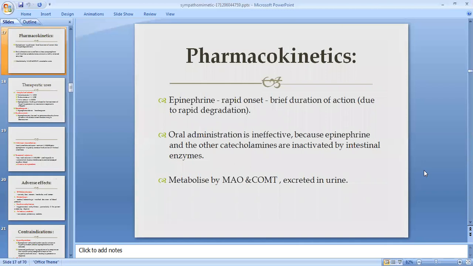Pharmacokinetics of adrenaline. Epinephrine has a rapid onset of action and brief duration of action due to its rapid degradation. Oral administration is ineffective because epinephrine and other catecholamines are inactivated by intestinal enzymes. It is metabolized by monoamine oxidase and catechol-O-methyltransferase enzymes. It is excreted in urine.